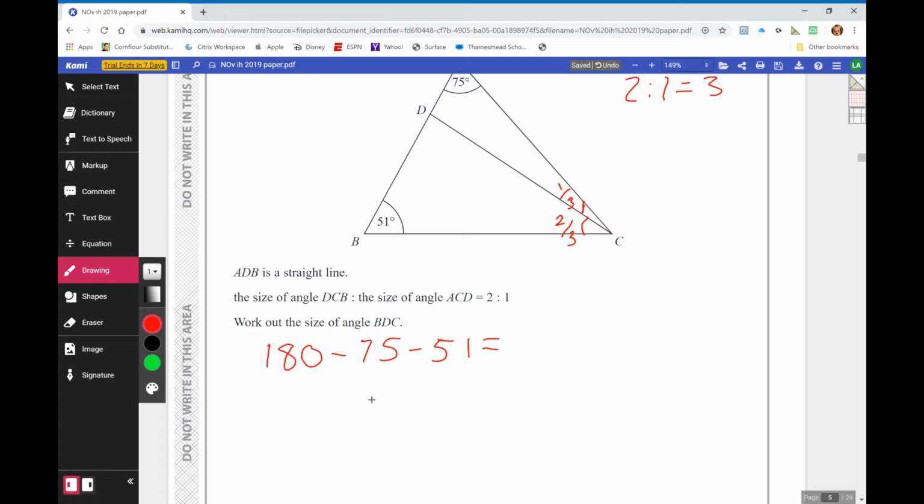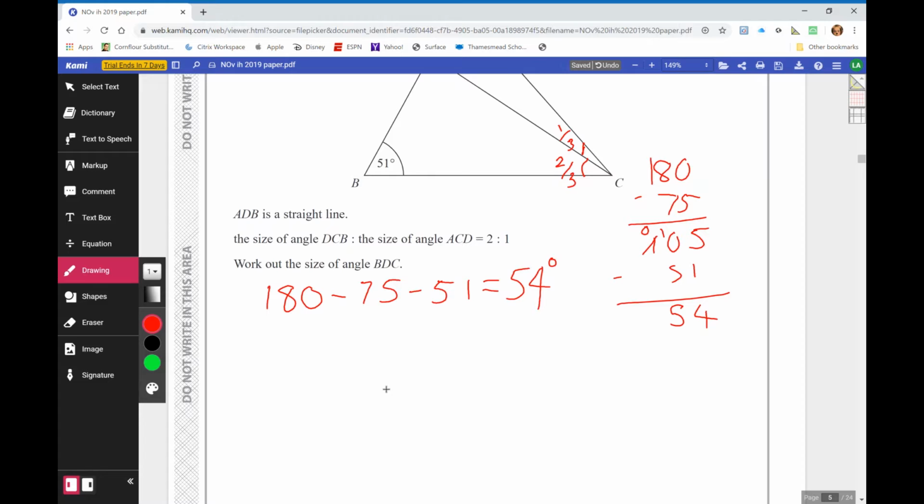So let's do that. So 180, let's do it as a column. I'm going to minus 75 first. It's going to be 105. And then 105 minus 51. 5 taken from 1, 4. Obviously you have to carry that over. And that's 54. So the difference there is 54 degrees.